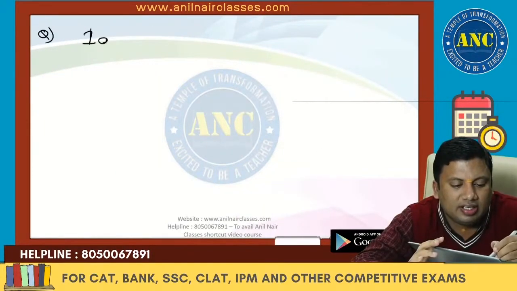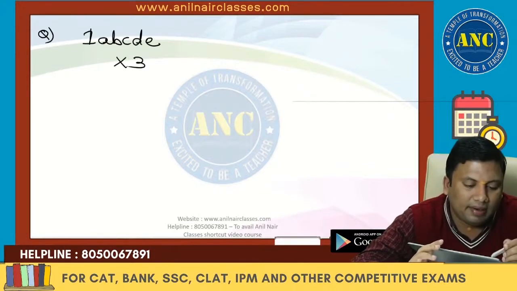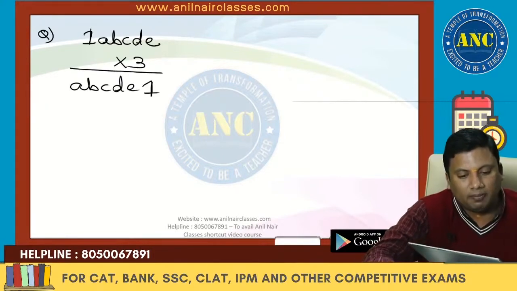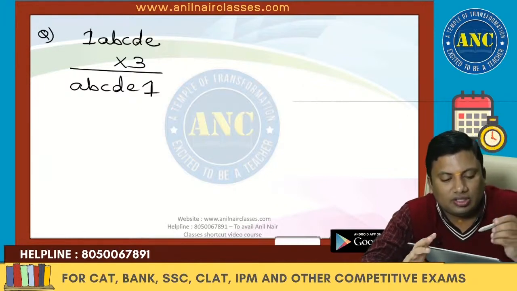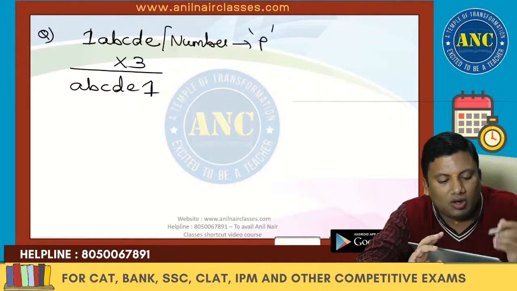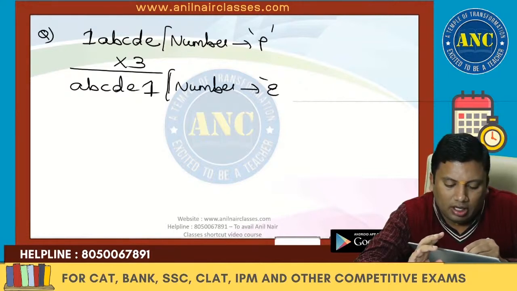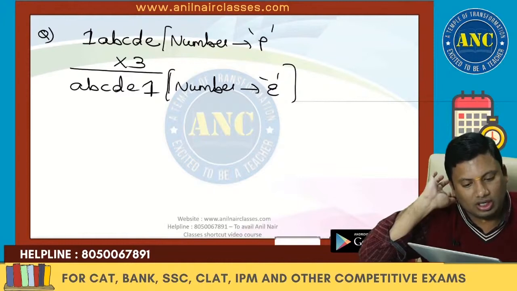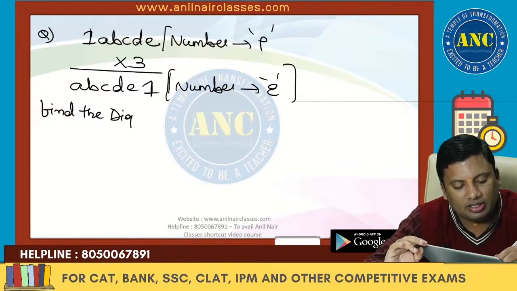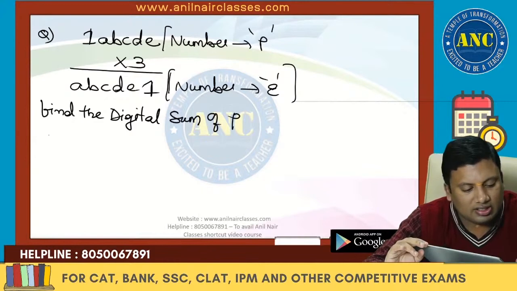There is a 6-digit number which has 1 as the leftmost digit. This is multiplied by 3. If I multiply this by 3, I will get another 6-digit number where the rightmost digit is 1. Let the first number be P and the second number be Q. The question is: find the digital sum of P. Most of the students took a lot of time to solve this question, but actually it's an easy question.